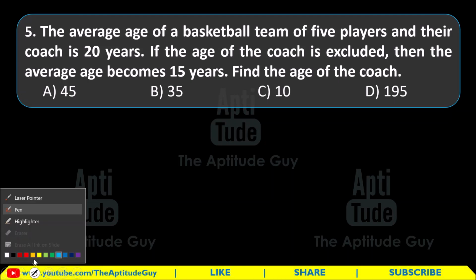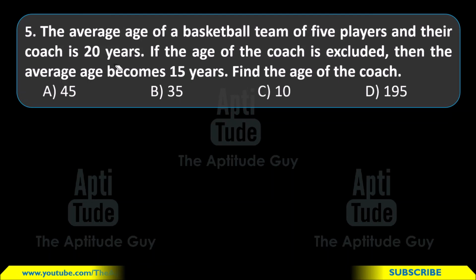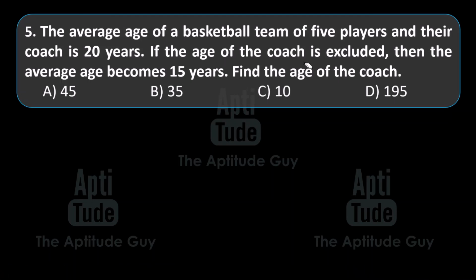Alright, let us solve this. The average age of a football team of 5 players and their coach is 20 years, including the coach. And if the age of the coach is excluded, now this is the reverse of the previous questions. In the previous questions, one person was getting added. Here, one person is getting excluded. Then the average age becomes 15 years. Of course, the age is reducing because the coach is getting removed. Find the age of the coach.